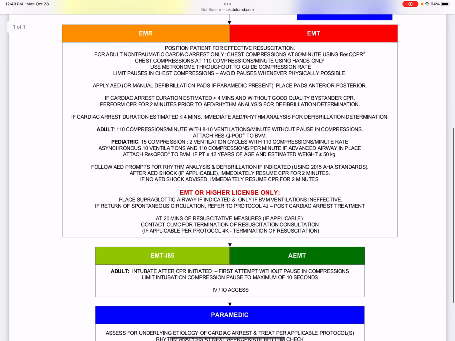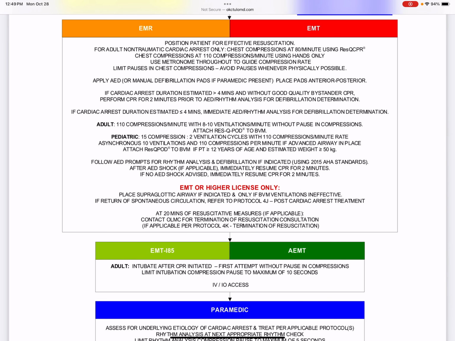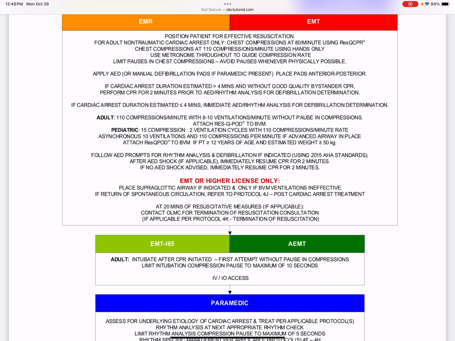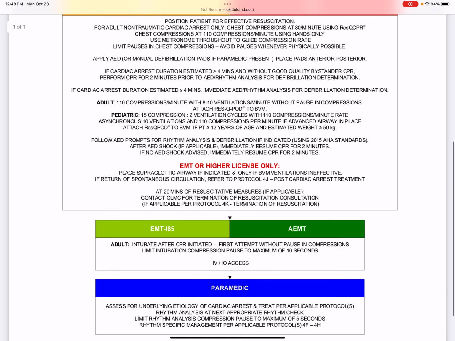So you go down here, the EMR EMT box: position the patient for effective resuscitation. Don't do CPR in a bed or anything like that. You want to move them to the floor, on a flat solid surface. For adult non-traumatic cardiac arrest, chest compressions are 80 a minute using rescue CPR. Again, 110 for hands only. Use the metronome, whether you use the metronome on the monitor, or the metronome that we carry on top of the monitors, or if you're using Hand Heavy, it also has a metronome. It's a pretty cool little accessory, I guess you could call it. So use one of those and make sure you're doing the proper rate.